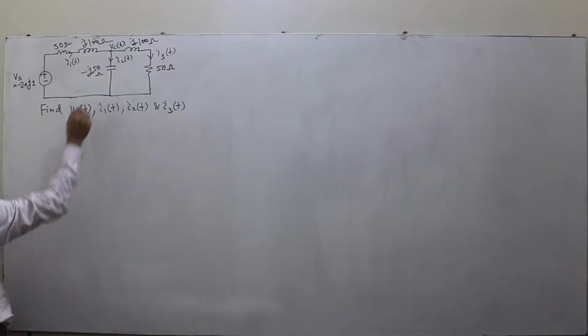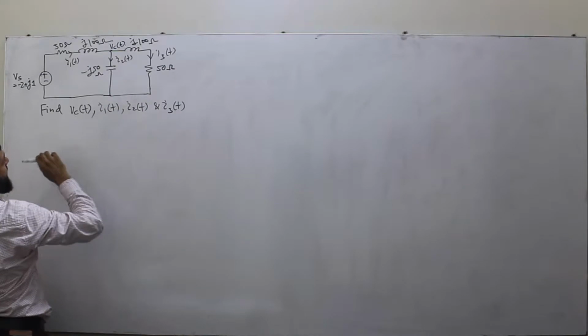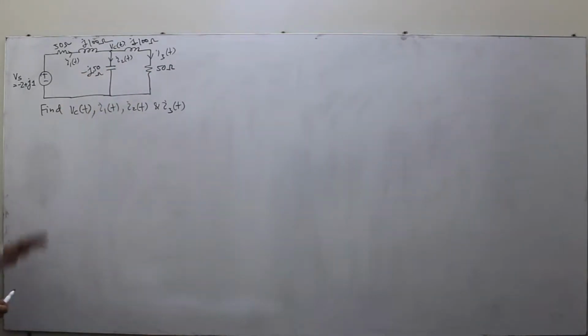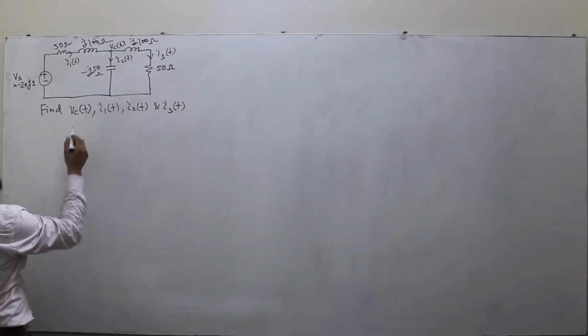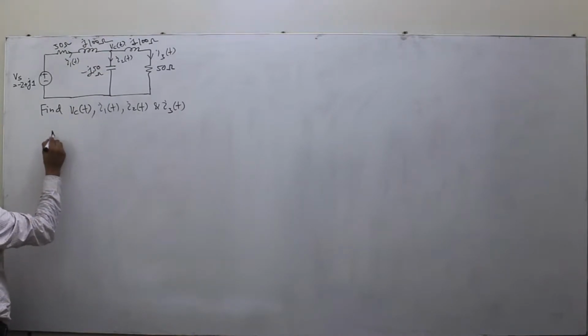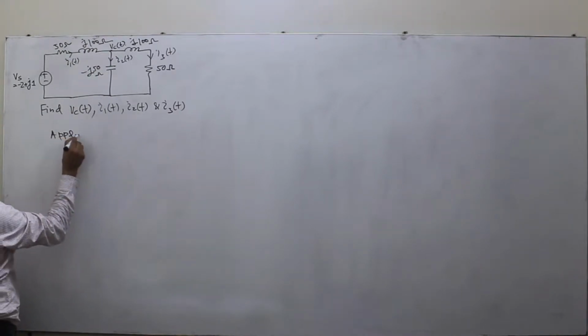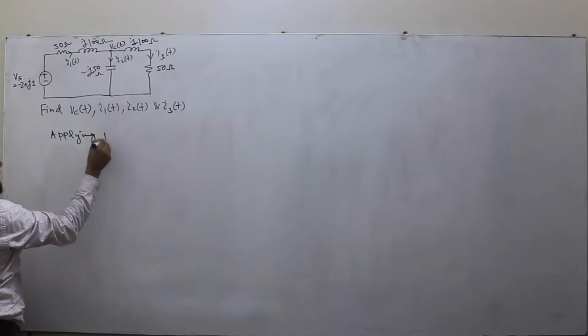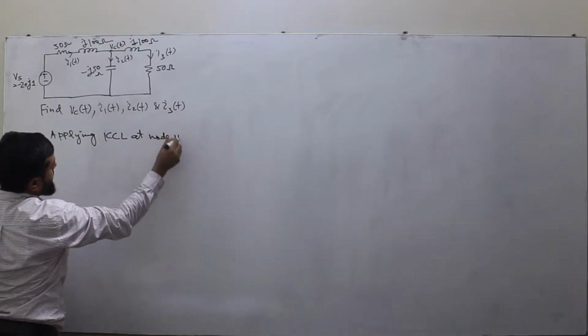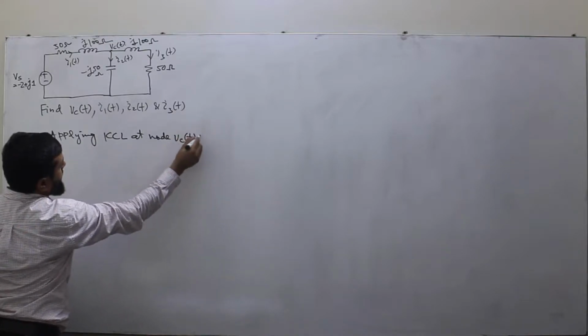We have to find the values for this node voltage, and then we have to find the current values in the different branches. So let's apply KCL at node Vc(t).